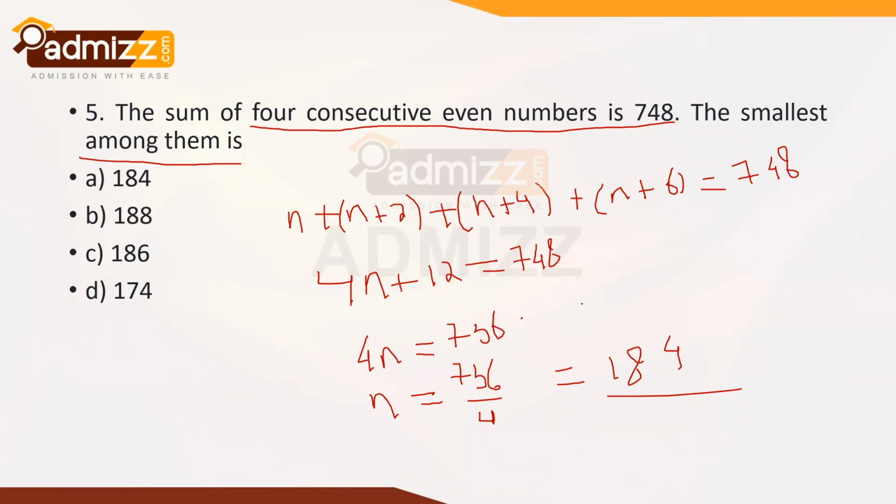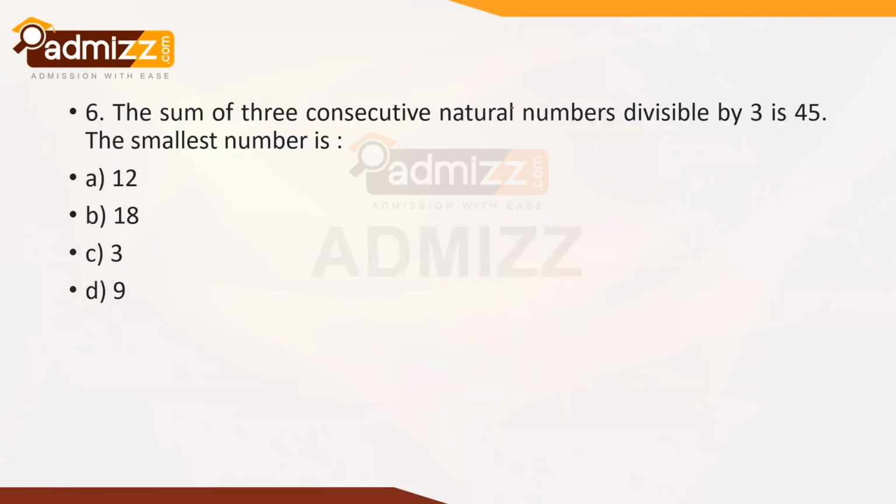Okay, so with this done, we come to the last problem of this particular section. Take a look at this. The sum of three consecutive even natural numbers divisible by 3 is 45. The smallest number is. So what we do is we assume that the smallest number divisible by 3 from among these three is n.